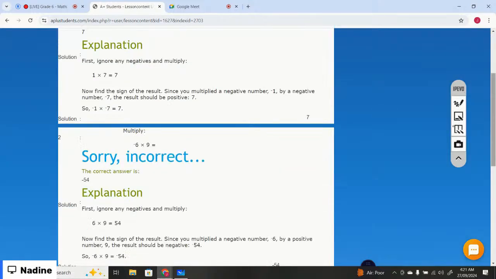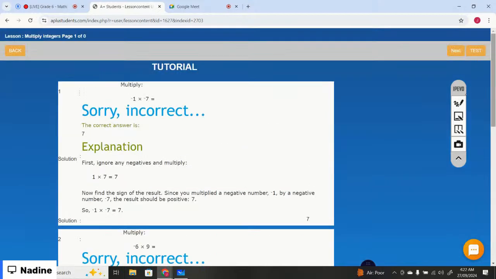The next one is negative 6 times 9. You are multiplying a negative and a positive number. So when you multiply a negative and a positive number, if one of the numbers is negative, the answer is negative. So 9 times 6 is 54. That is negative 54. Let's just start with the test questions.